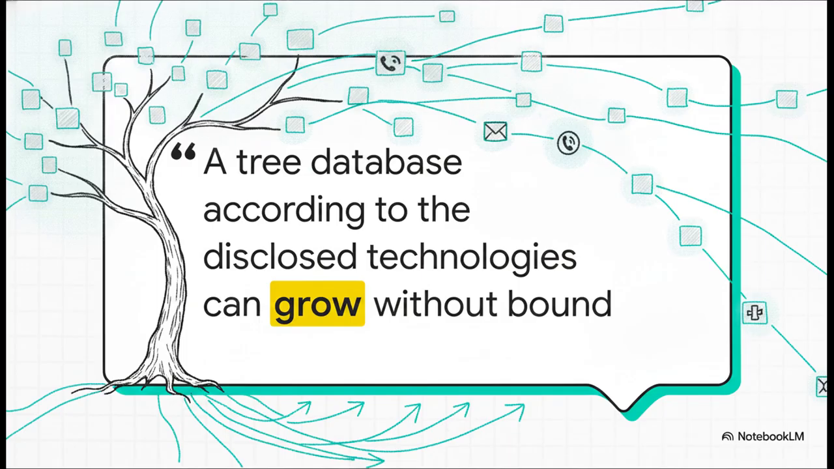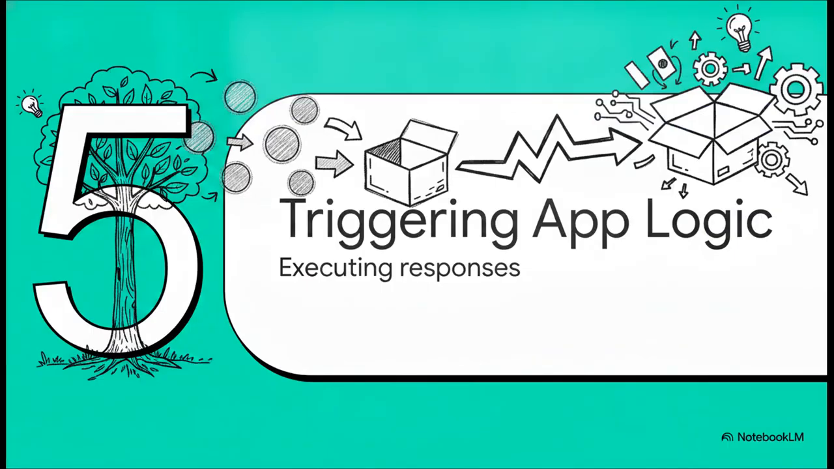Think about why that is such a game changer for a communication appliance. This event-driven expansion creates a built-in, limitless audit trail of every single communication that hits the system. Every text, every call, they automatically become a permanent, sequentially ordered node right there in the tree. All right, Section 5, Triggering Application Logic.